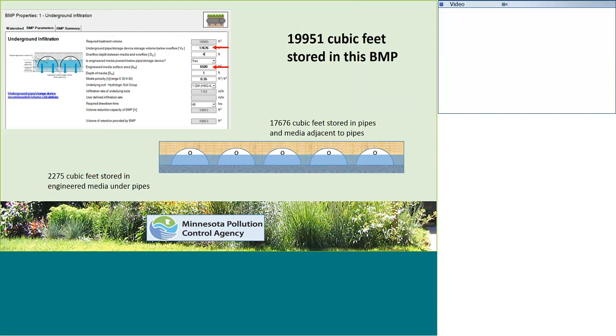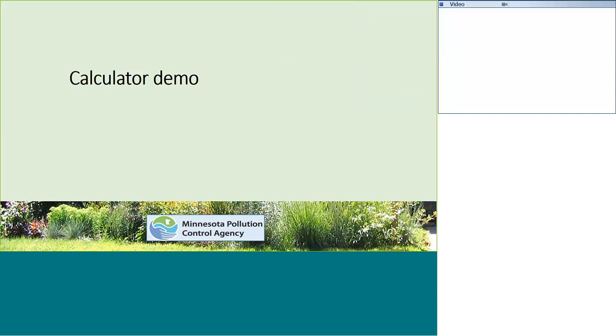So for this particular example, we can see that we're getting about 17,670-odd cubic feet of storage in the pipe in the media, so that would be the water that's stored above the underground engineered media, and then within the engineered media, we're going to get another 2,275 cubic feet of storage there for a total of 19,951, which almost meets the performance goal for this particular example. That's the storage in the pipes adjacent and the media adjacent to the pipes, and that's the underground storage, the storage in the media underneath the pipes.